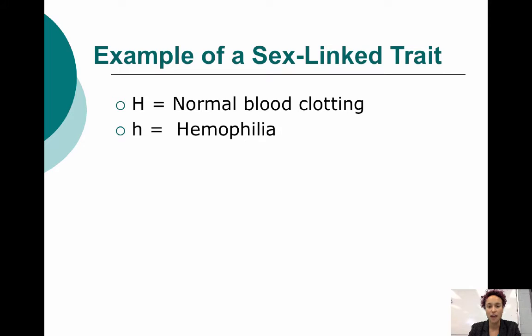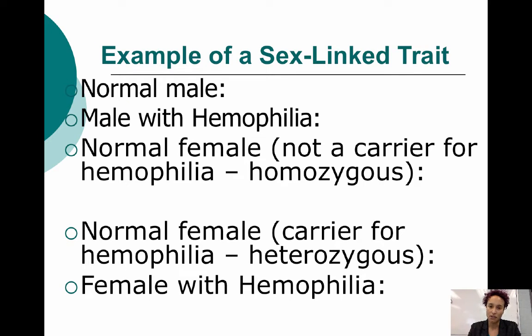So let's just take a look at what might happen in this situation. We've got a trait, something called hemophilia, and that's what happens when your blood doesn't actually clot the way it's supposed to. So when people cut themselves, rather than that bleeding slowing down over time, sometimes they'll just keep on bleeding out. Because we want to show that this is going to be a sex-linked trait, we're going to connect that to the X chromosome.